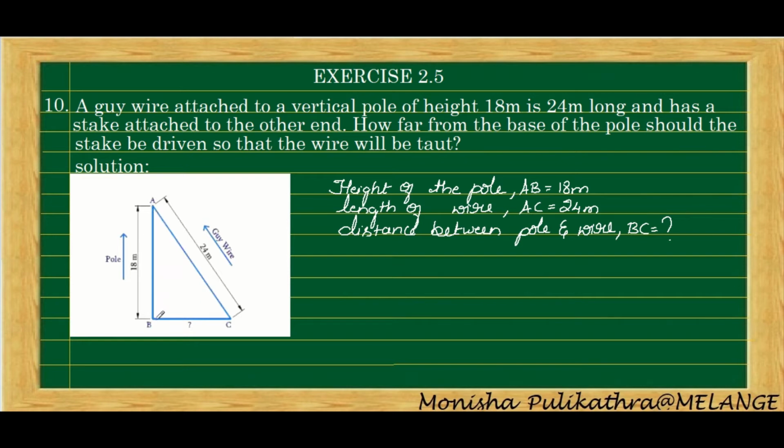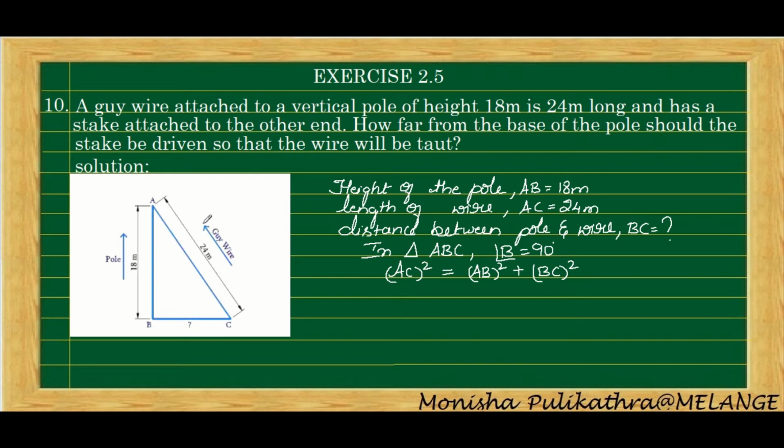You can see here a pole and the ground will always be perpendicular to each other. So if it is perpendicular, angle B will be 90 degree. So in triangle ABC, angle B is 90 degree, and this formation will be like a right angle triangle, so we can apply Pythagoras theorem. According to Pythagoras theorem, AC, opposite to 90 degree, is the hypotenuse. So AC square is equal to AB square plus BC square.